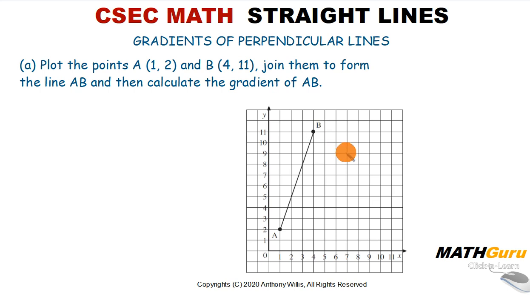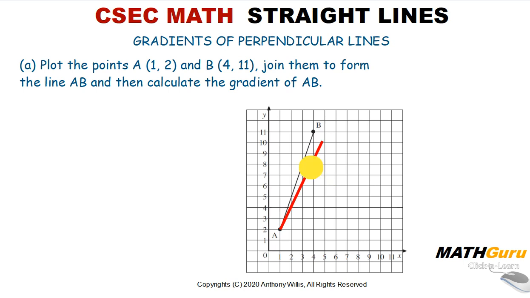Now calculate the gradient of AB. The thing to note about this gradient is that what? It is going upwards, right? So is it positive or negative? Once the line is going upwards from left to right, it is positive, isn't that so?